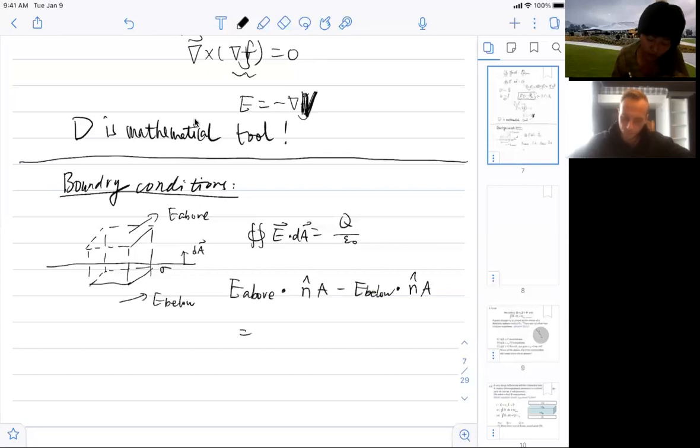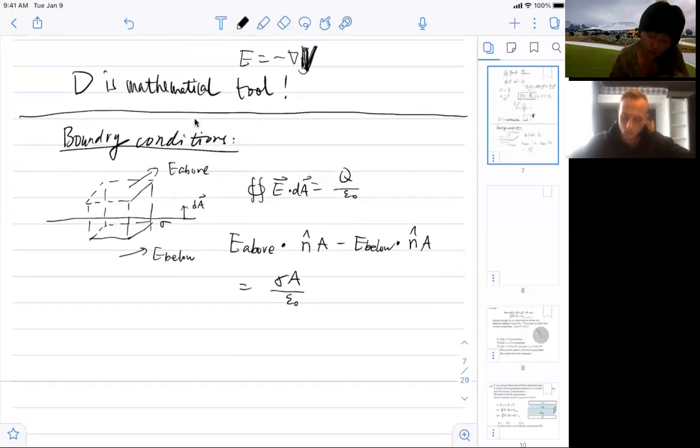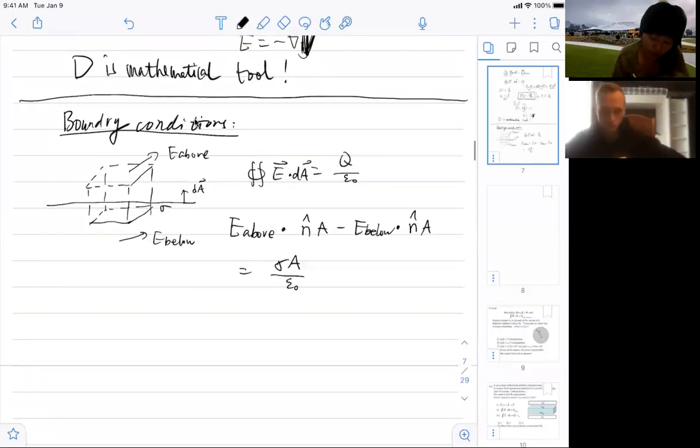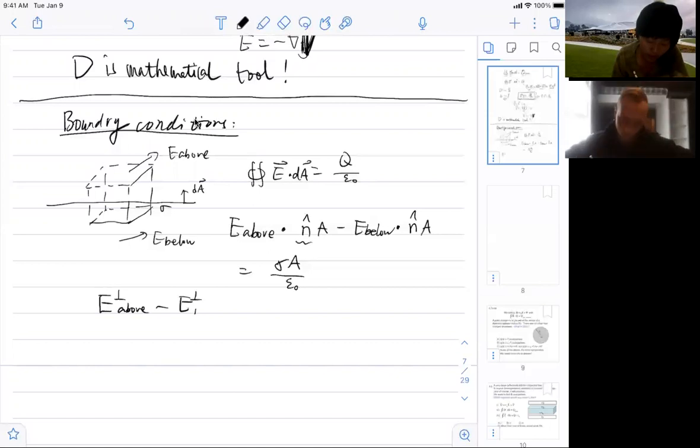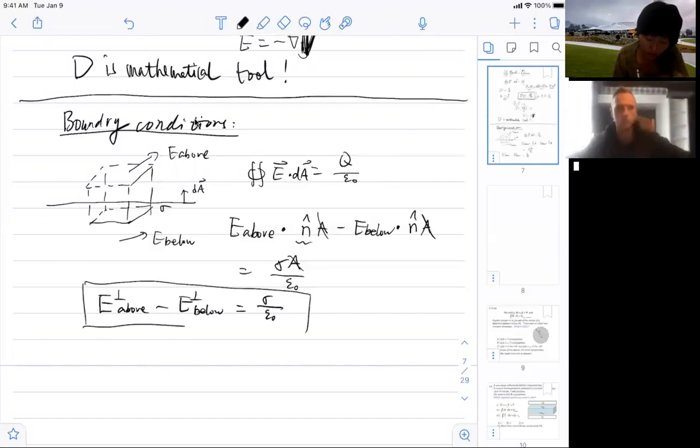So Q is going to be sigma A, right? Density times area over epsilon. Now you can see that the dot into n hat picks out the perpendicular component, right? Because it's a dot product. So I can write this using E perpendicular above minus E perpendicular below is equal to sigma over epsilon naught. I cancel my A. So this is one of the boundary conditions you have already seen in the previous classes.